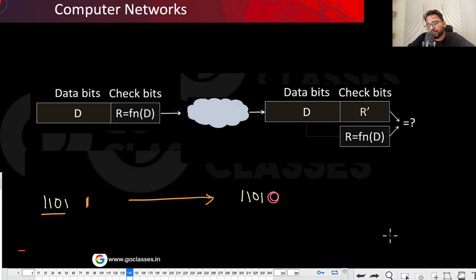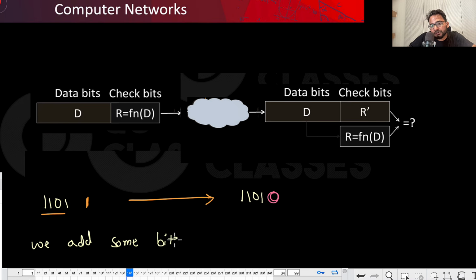Obviously we need to understand this in very good detail, but the core fundamental is that we are going to add some bits, and then based on that we are going to take a call. That's the only thing I want to convey currently. Don't worry about much of the things. We add some bits to the data, and using those bits we take a call whether there is an error or not.